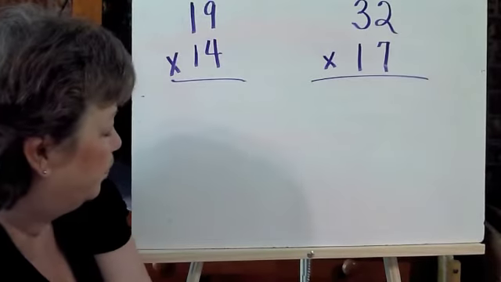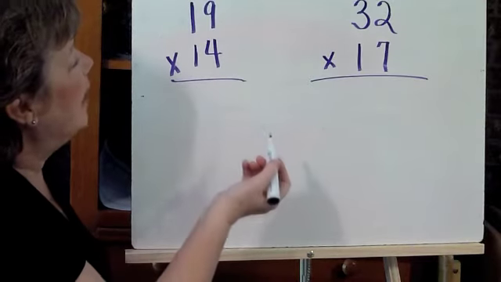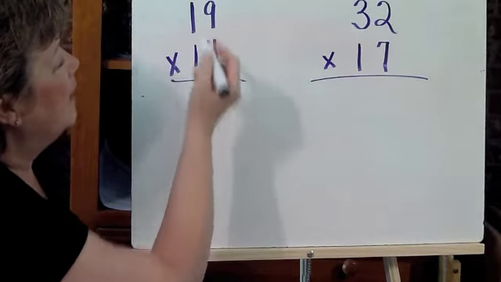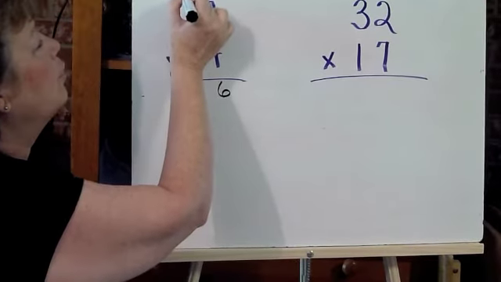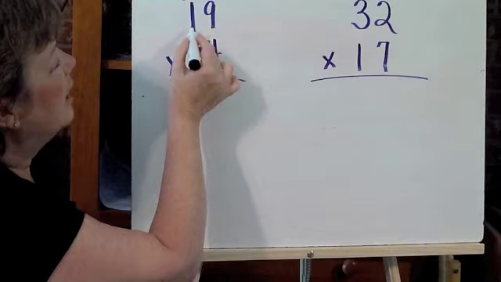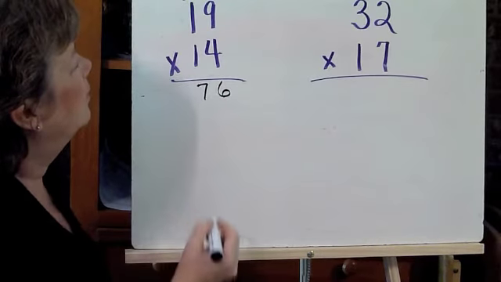So, let's look at a couple of problems here to practice together because you're going to see some this week. 19 times 14. 4 times 9 is 36. The 6 goes here. I regroup my 3 over here. 4 times 1 is 4, and 3 more is 7.